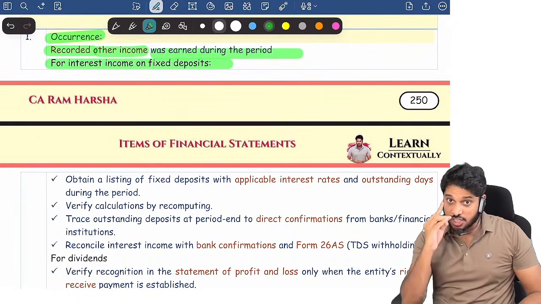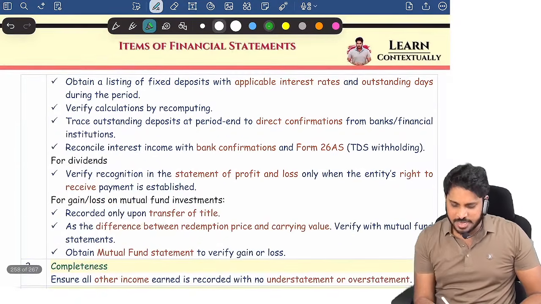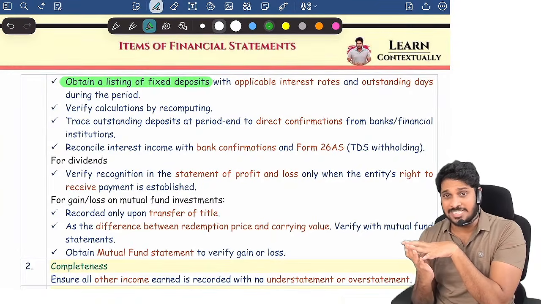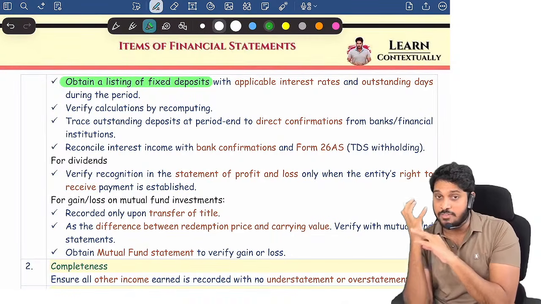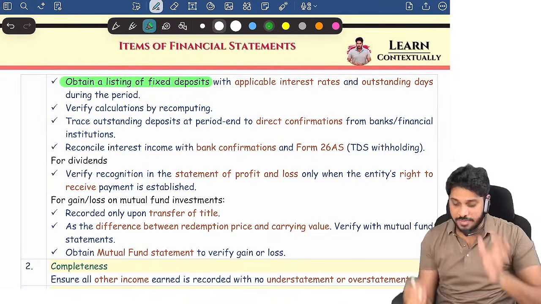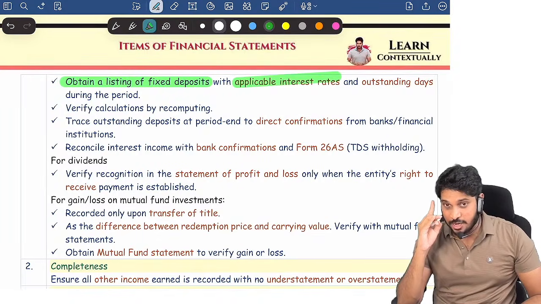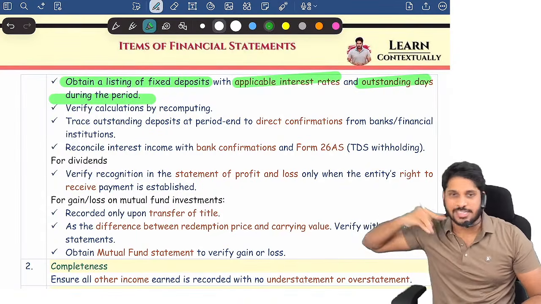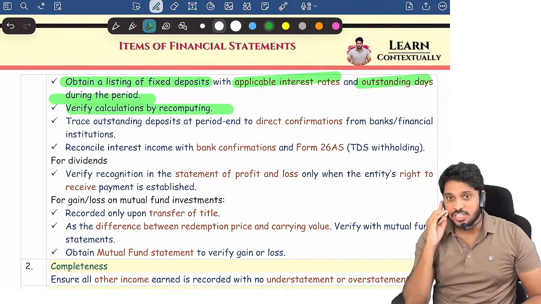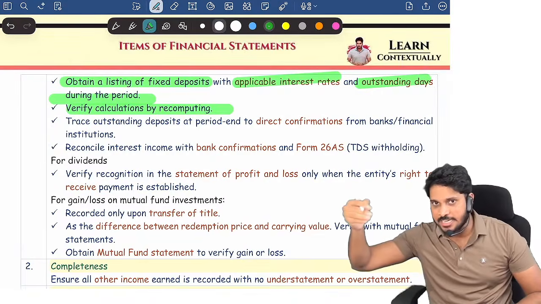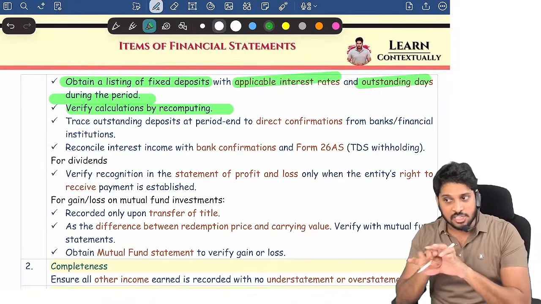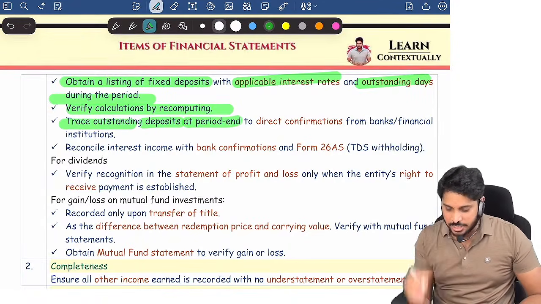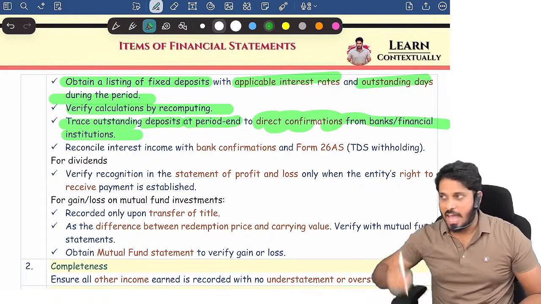For example, if it is interest on fixed deposit, how will we verify? First, I will get a list of FDs. I'll ask the company, sir, what are all the FDs that the company has with various banks and FIs? What are the recurring deposits the company has with various banks and FIs? What is the rate of interest applicable, and how many days was it outstanding as on 31st March? And verify the calculation of interest by recomputation. The company has already calculated interest and accounted it as other income. I will recompute the interest calculation. I will see outstanding deposits at the balance sheet date and get direct confirmation from the bank as on 31st March.